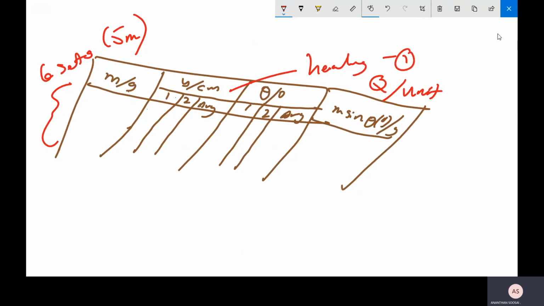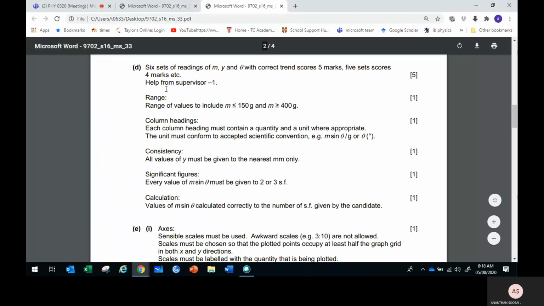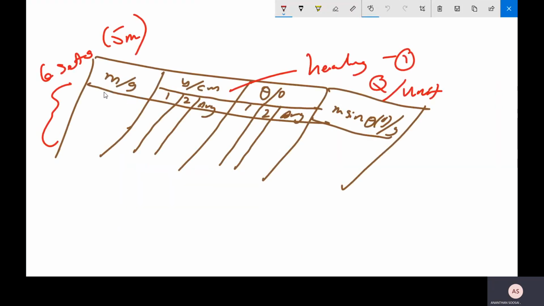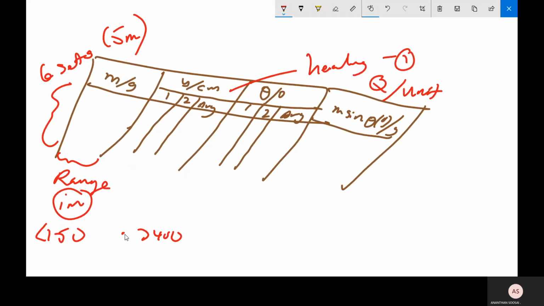Let's go back. What else? Column heading, range. Range is 1 mark: lower than 150 and more than 400.